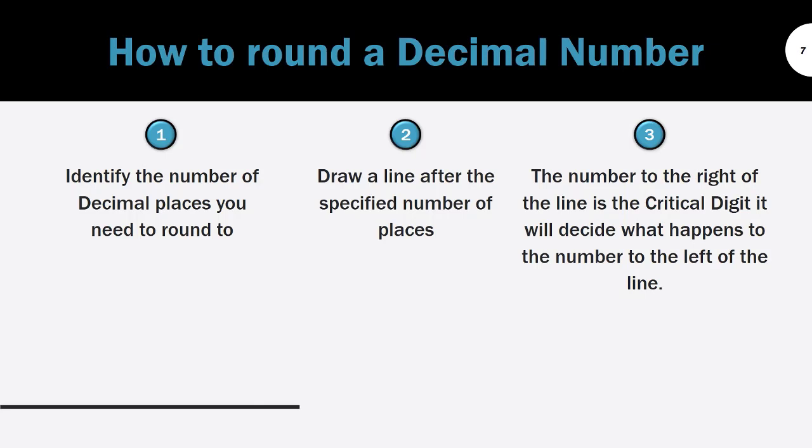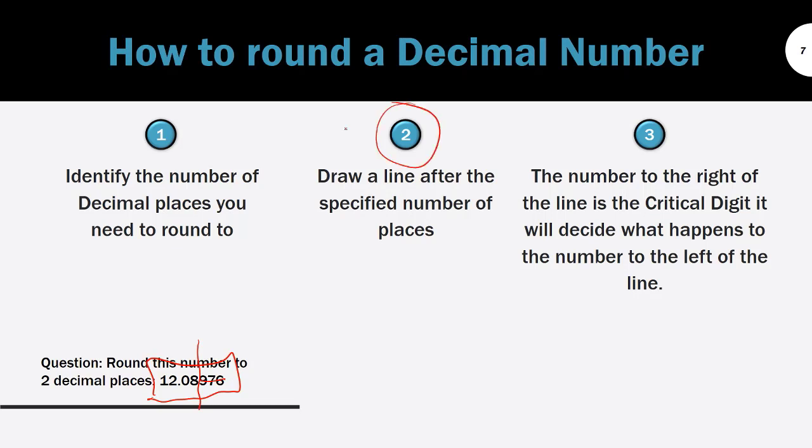So, number 1, identify the number of decimal places you need to round to. So you will find that information out in the question. So here's a question for you. It says, round this number to 2 decimal places. Now this number here is the same number that we used in the last slide. Okay, so 12.08976. It currently has 5 decimal places, okay? So when we give our answer, we're only going to want to have 2 decimal places, okay? Everything here is going to disappear, all right?